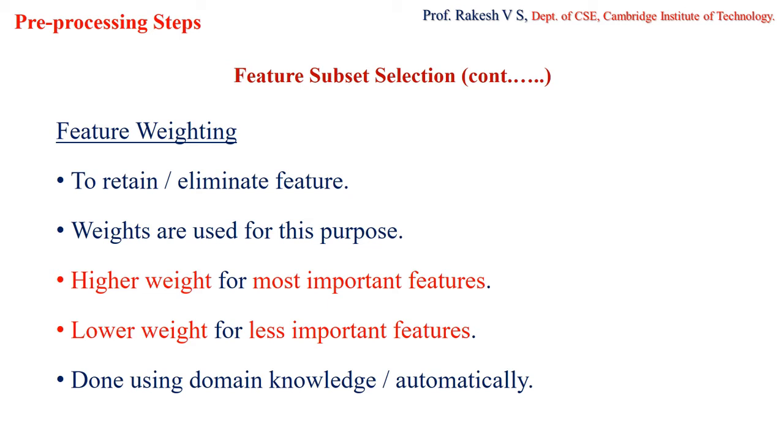In case of classification tasks, SVM, that is support vector machines, assign weights to the features. So based on the weights assigned, we will be selecting the features. So this is a simple technique, that is feature weighing.